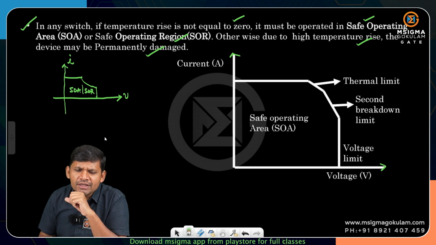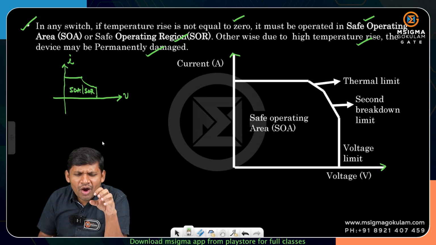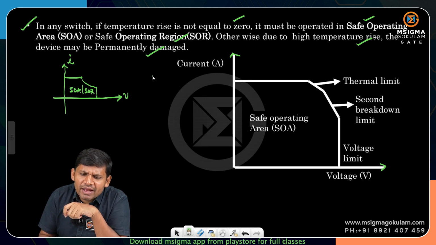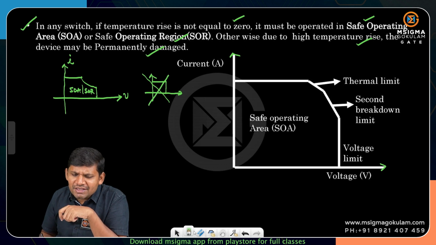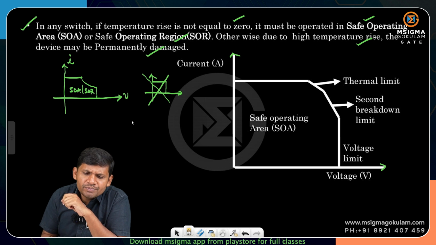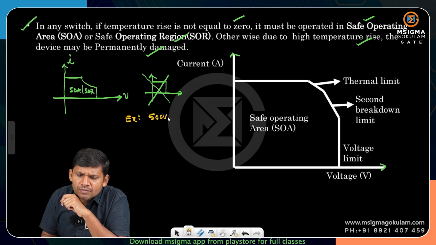But you may have a doubt here, sir. Why do we have to represent the safe operating area like this? Why not like this? The safe operating area cannot be represented like that. The reason is, I am giving one example that you have to concentrate on. For example, take a 500 volts, 50 ampere diode.